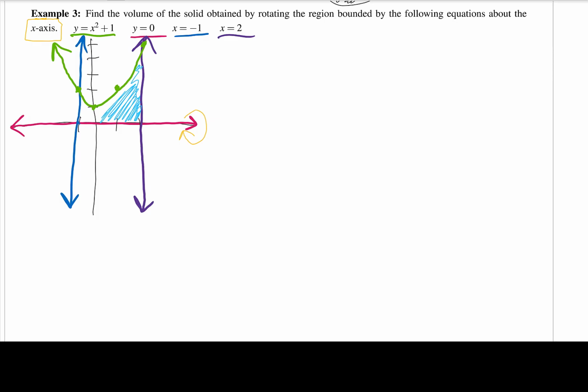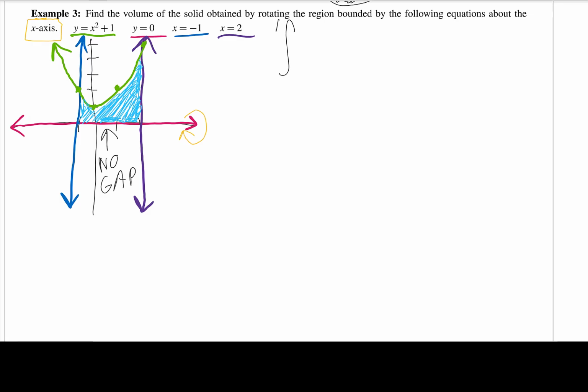Now here's what I'm talking about by having a gap or not having a gap. This light blue area is our region. Notice that when we compare this light blue area to our axis of rotation, which happens to be this purple line right there, so I'm going to go ahead and use black, there is no gap. That tells me that I should be using the disk method.